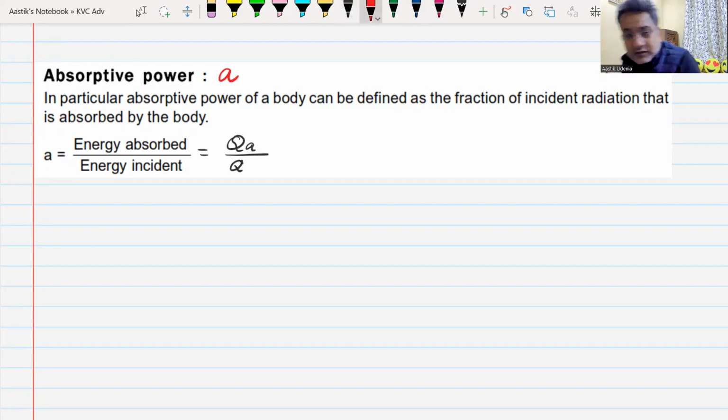Now, there is one more term that is defined here, and that is known as spectral absorptive power.